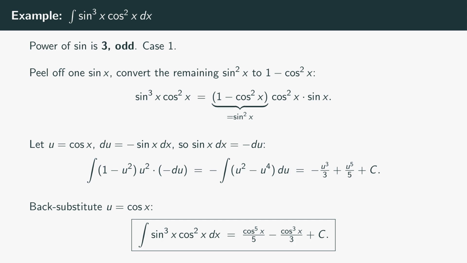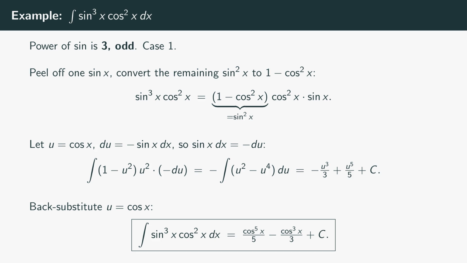Concrete example. Compute the integral of sine cubed of x times cosine squared of x dx. Parity check. The power of sine is 3, odd. We're in case 1. Peel off 1 sine of x to be the du and rewrite the remaining sine squared of x as 1 minus cosine squared of x. So the integrand becomes the quantity 1 minus cosine squared of x times cosine squared of x times sine of x. Now substitute.